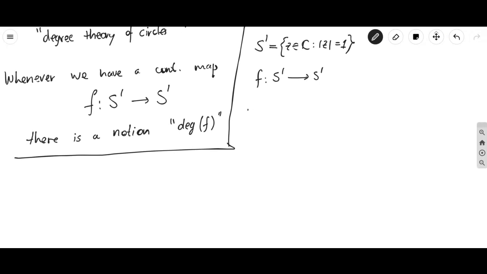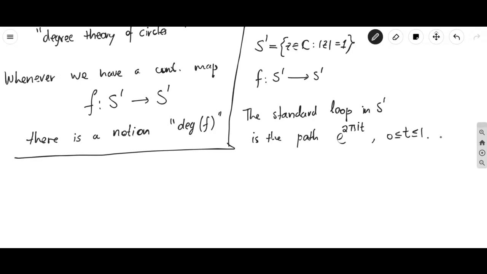So the standard loop in S1 is the path that's given by e to the 2 pi i t as t ranges from 0 to 1. So that will trace out a path for you counterclockwise exactly one time around. And that's exactly the same path we used many times before. We used it in the fundamental theorem of algebra. We used it when we talked about the homotopy group of S1 and all that stuff.